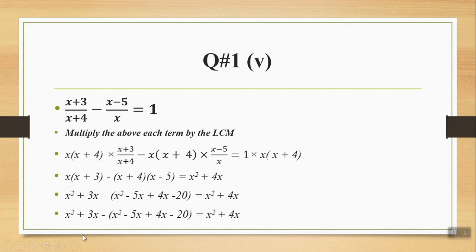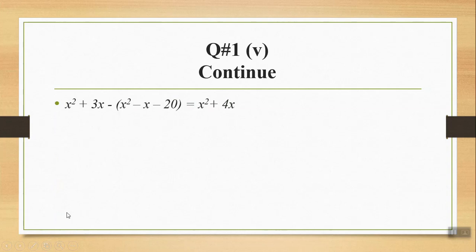In the next step, x square plus 3x minus into x square minus x minus 20 equals x square plus 4x as it is. Again, by expanding this bracket, it will become x square plus 3x as it is. When we expand the bracket and the minus sign is present outside, all the signs inside the bracket will be changed. Then it will become minus x square, minus minus plus x, and minus minus plus again 20 equals x square plus 4x.